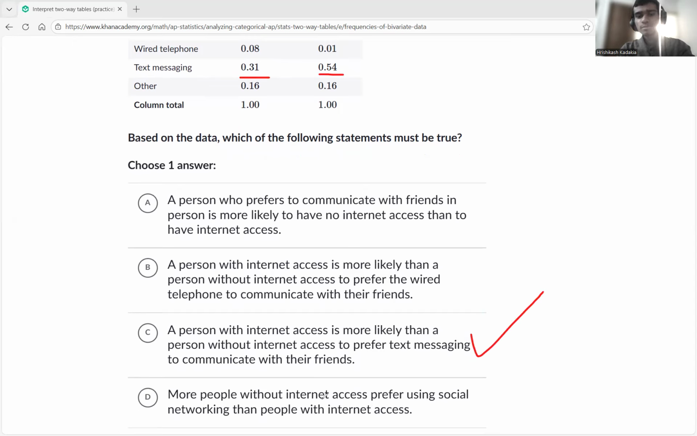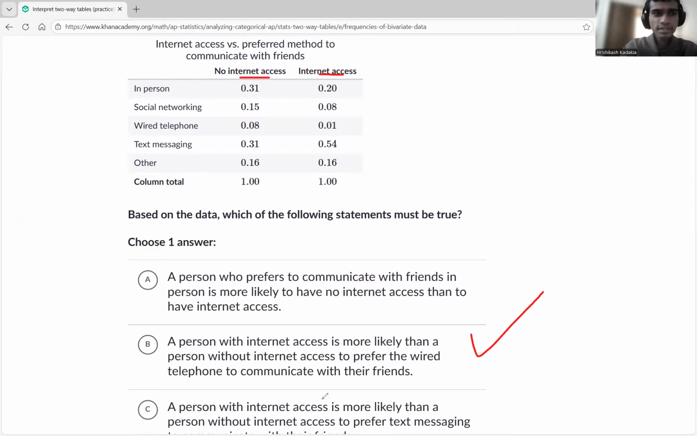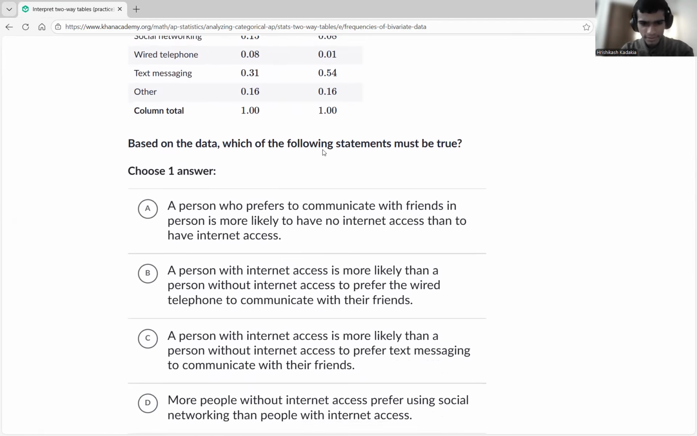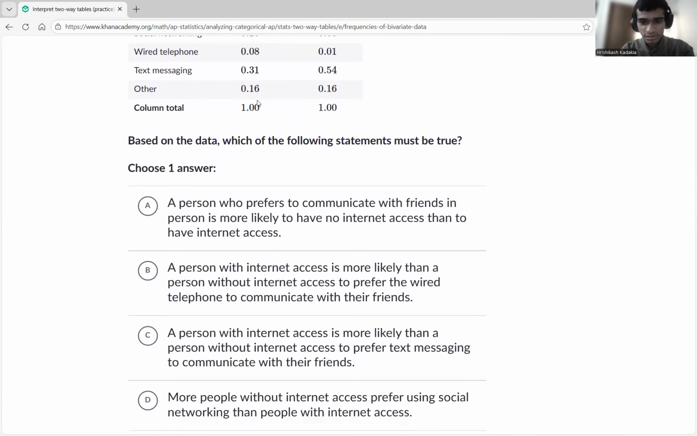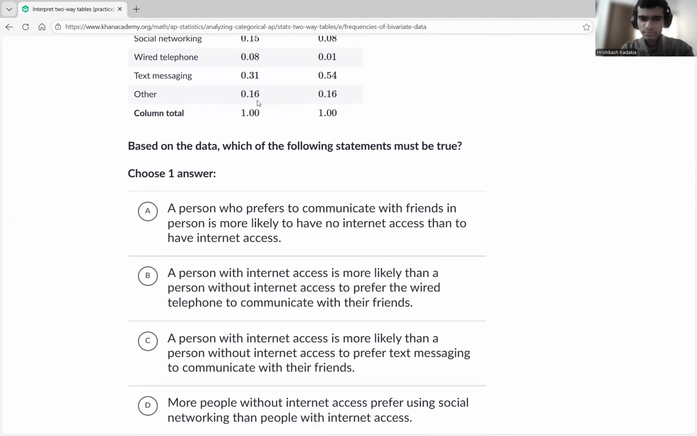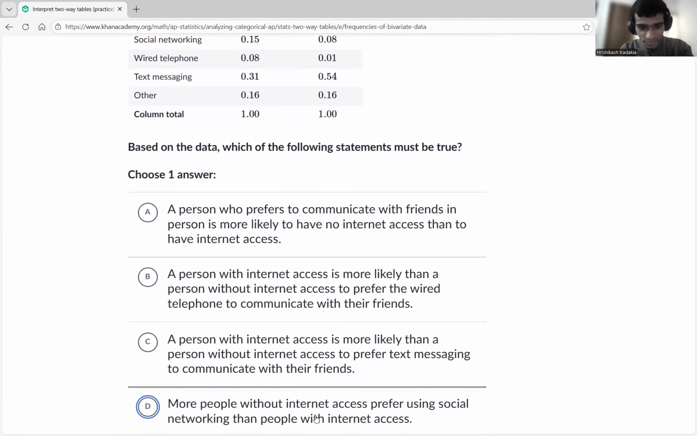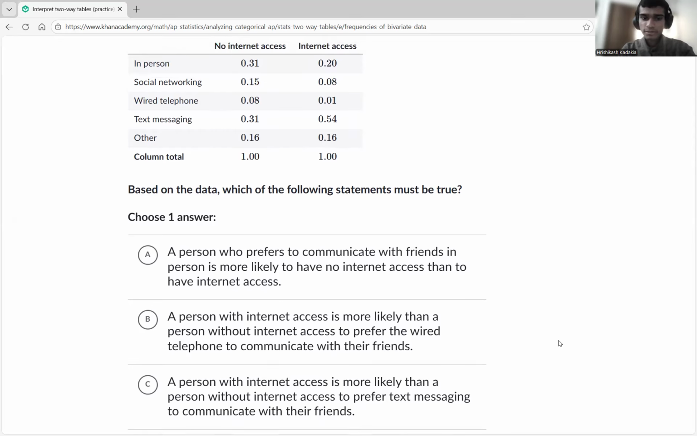If we take a look at the other option, people without internet access prefer using social networking than people with internet access. How come? That is opposite. They're less likely to use social networking because they are more likely to prefer text messaging, and they're more likely to prefer, I think, in person, right? In person, text messaging, or other ways than wired. Oh yeah, I'm sorry, I think I'm mixing up. Sorry. Okay, wait. A person without internet access prefers using social networking than people. Okay, more people without internet.